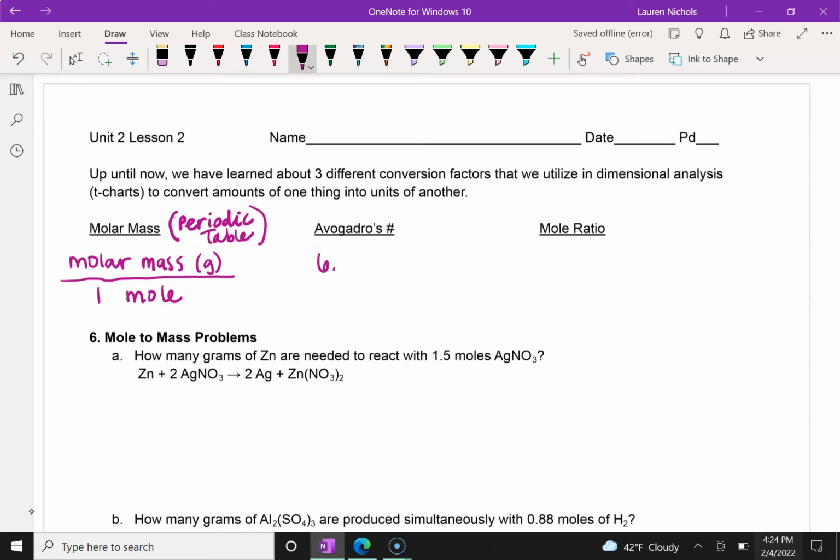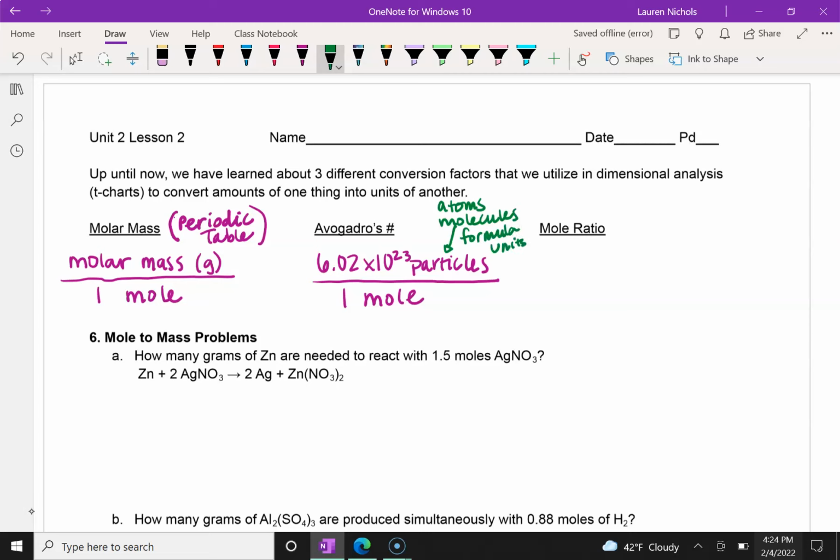Avogadro's number is not a calculation, it's just a number. You can find it on the back of your periodic table, but it's 6.02 times 10 to the 23 particles, and it is also equal to 1 mole. Now, the word particles, that unit, can be swapped out for the word atoms, molecules, or formula units, okay? So those all 4 words can be put there next to Avogadro's number.